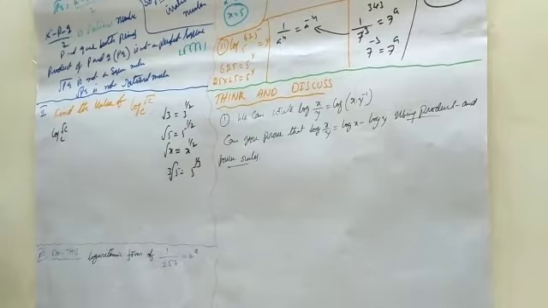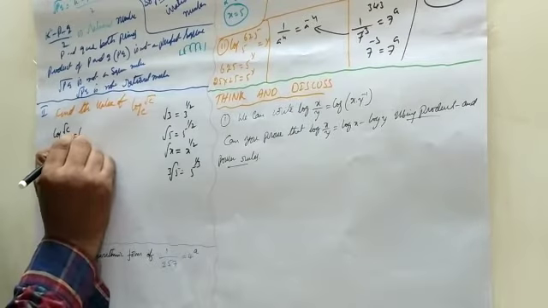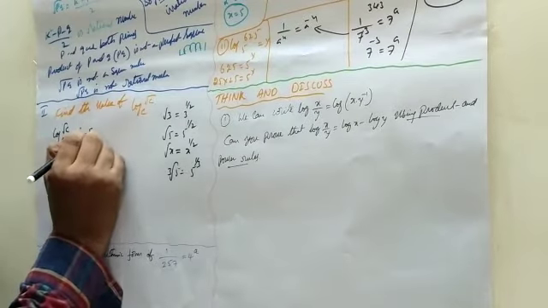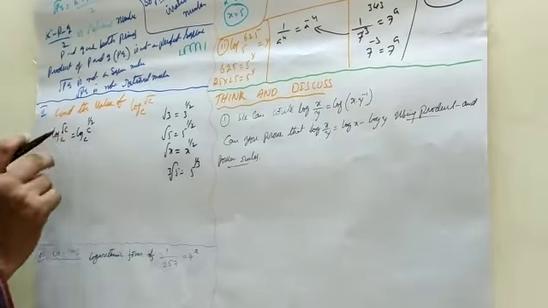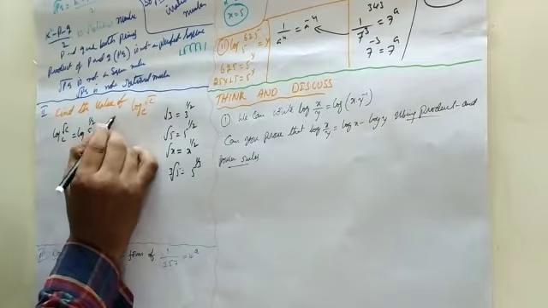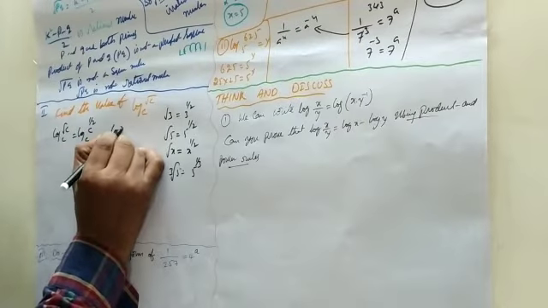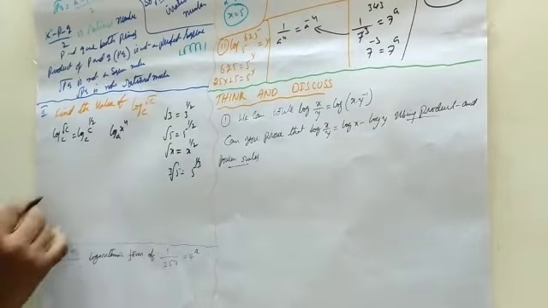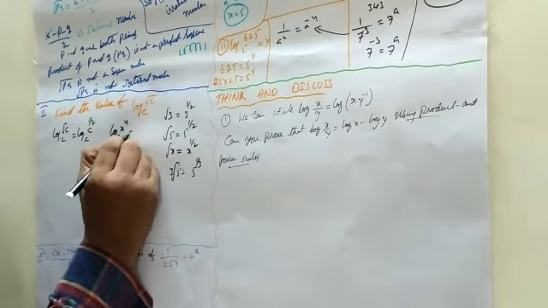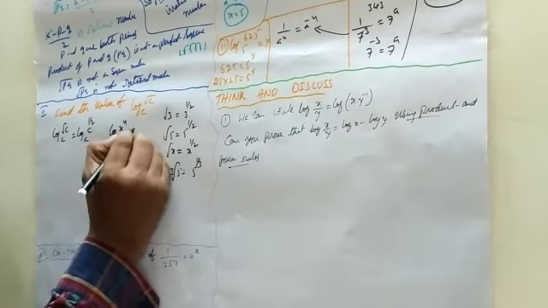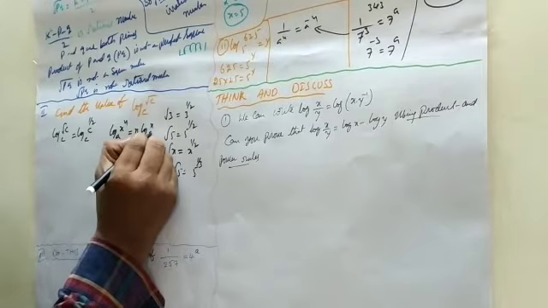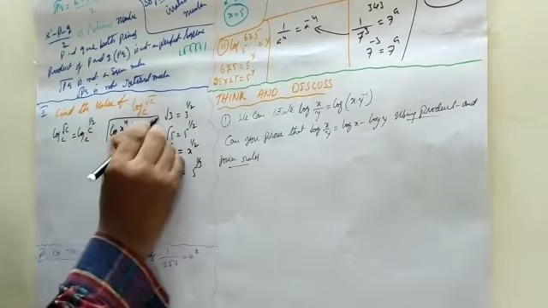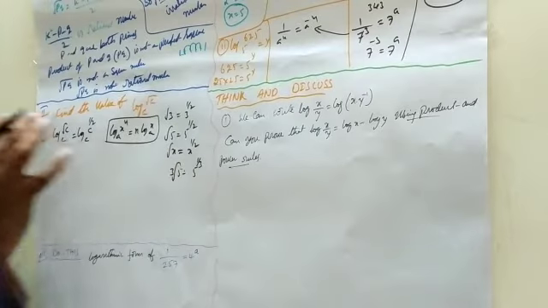This means log, what is root c? Root c means c power 1 by 2, base c. What is the formula? Log x power n base a is equal to n coming before the log, therefore n into log x base a. This is the formula, the power of the power formula.